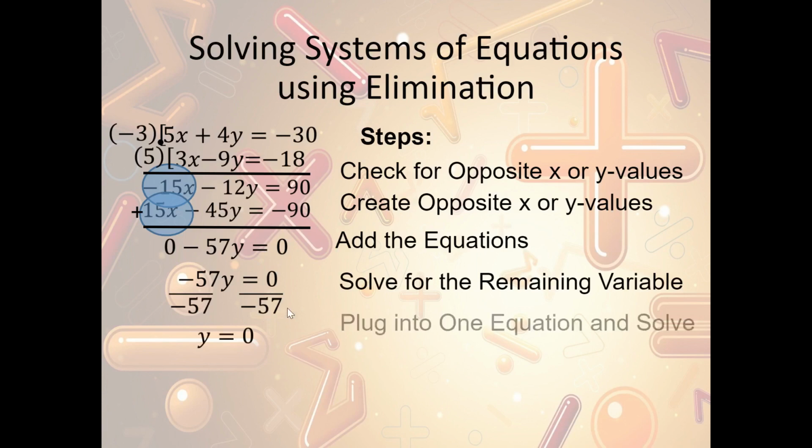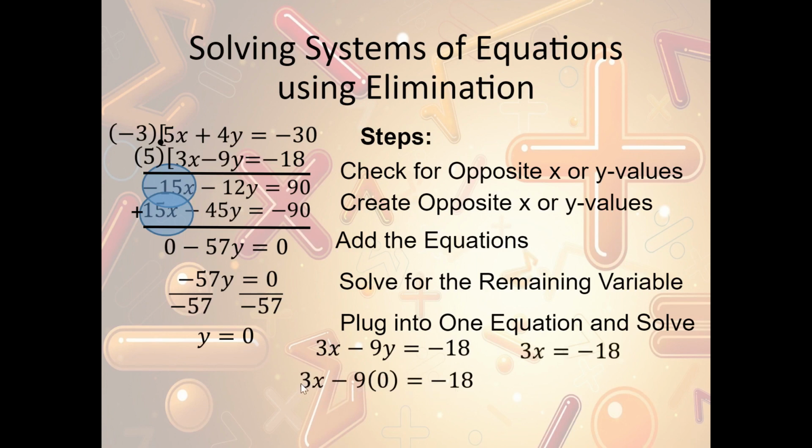Now I'm just going to plug that back into one of the equations and solve for x. So it doesn't matter, I can use any of the 4 equations now that I created. So I'm just going to use this one. So I have 3x minus 9y is equal to negative 18, but y is equal to 0. So I plug that in. Now I have 3x minus 9 times 0, which is just 0, is equal to negative 18. So this just drops out. I'm left with 3x is equal to negative 18. Divide both sides by 3, and I get x is equal to negative 18 divided by 3 is negative 6.